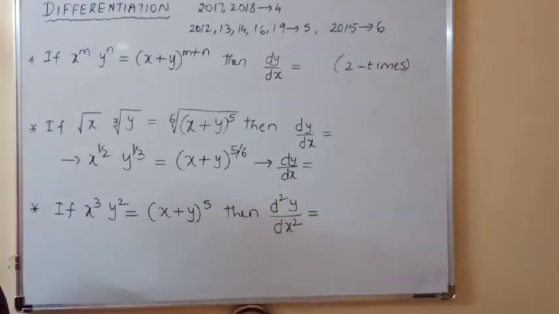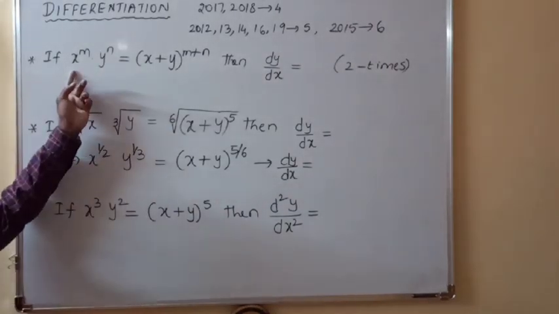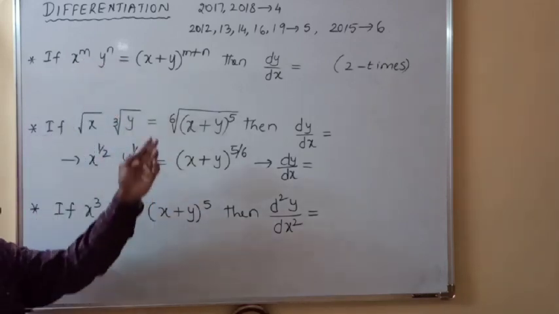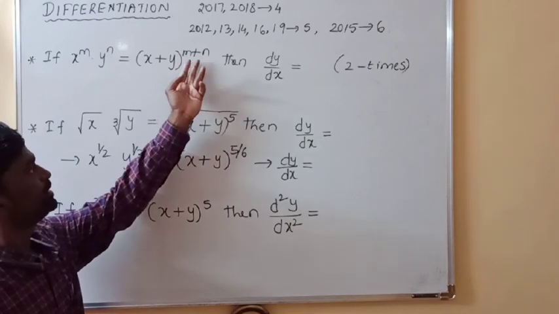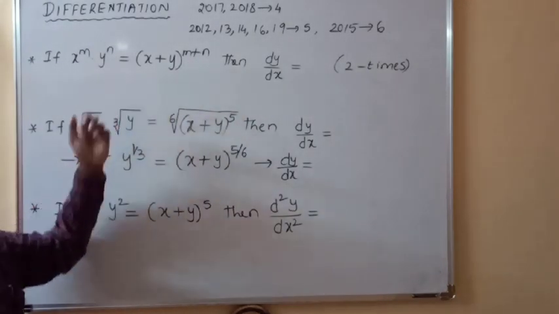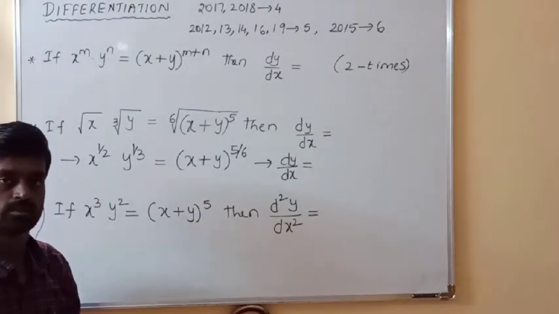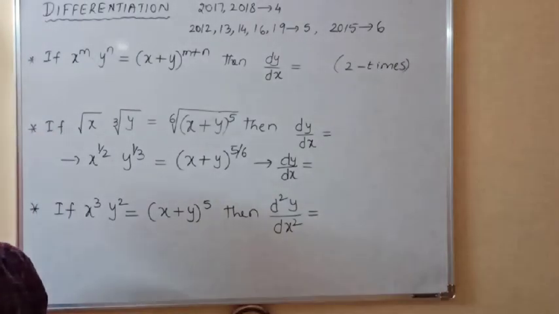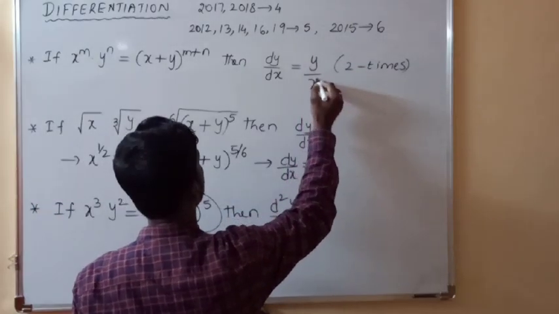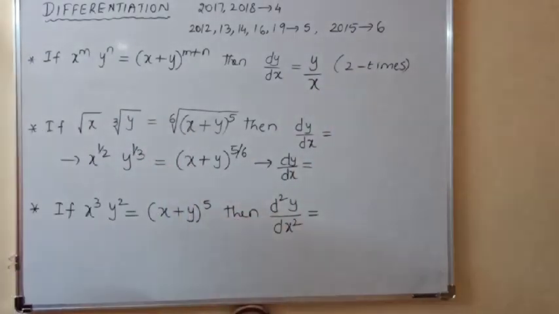Now here, if you observe, the degree of this LHS is m plus n. And if you expand this binomial, every term has degree m plus n. That means in this equation every term's degree is the same, so it is a homogeneous equation. So what is dy by dx? y by x.